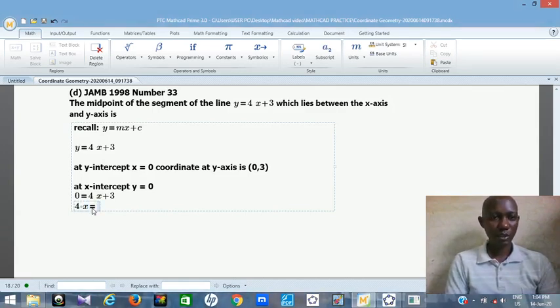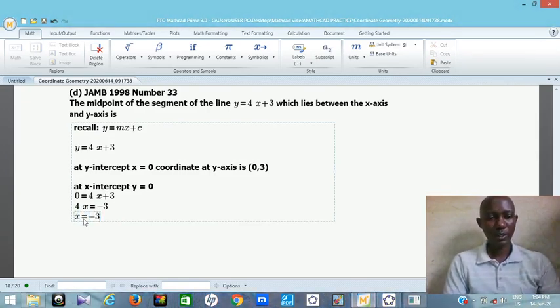4x will now be equal to minus 3. When plus 3 crosses to the other side, it becomes minus. Then divide both sides by 4. We're going to have x is equal to minus 3 divided by 4. So this is it.